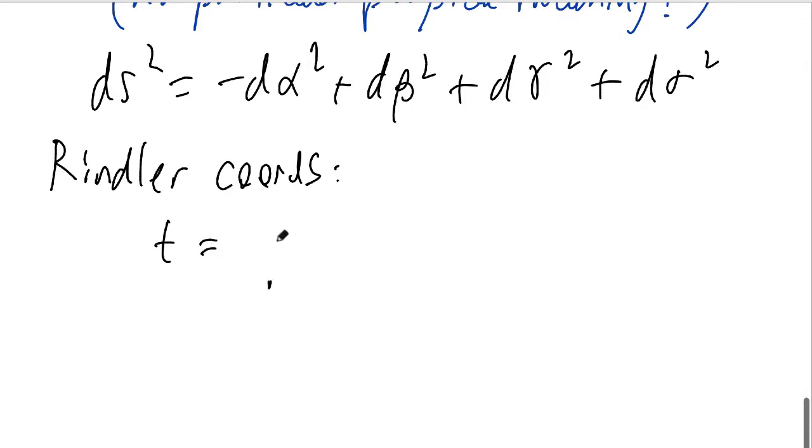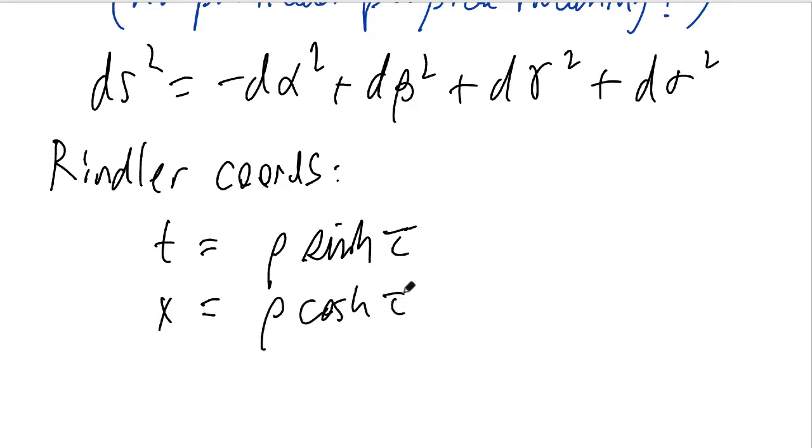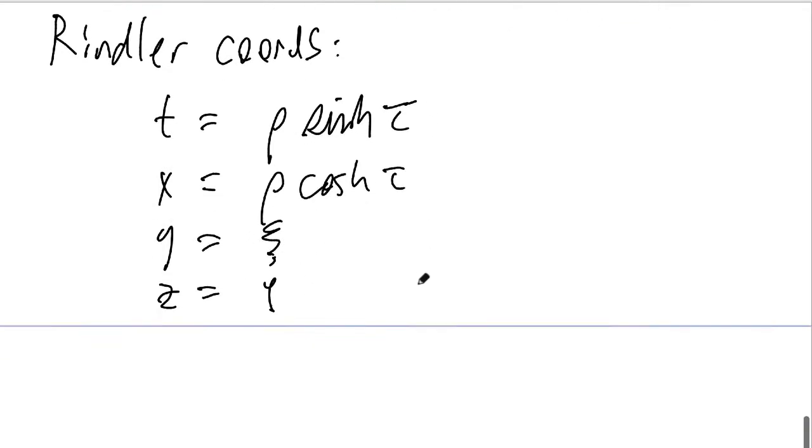We'll call the coordinates rho, tau, xi, and zeta. So t is rho times hyperbolic sine of tau. x is rho times hyperbolic cosine of tau. y is unchanged, but let's give it a new name, call it xi. And z is unchanged, but let's give it a new name, call it zeta. So Rindler coordinates: tau, rho, xi, and zeta.